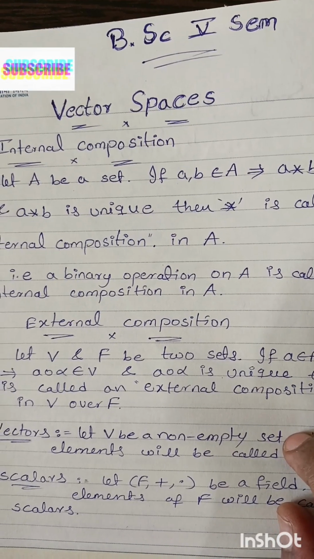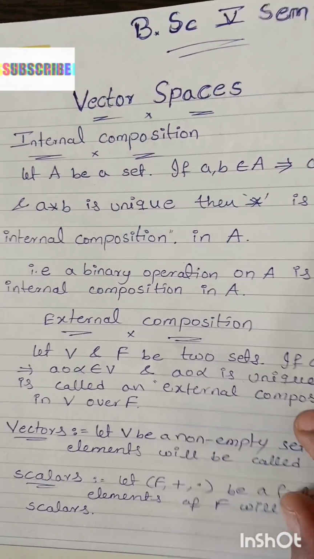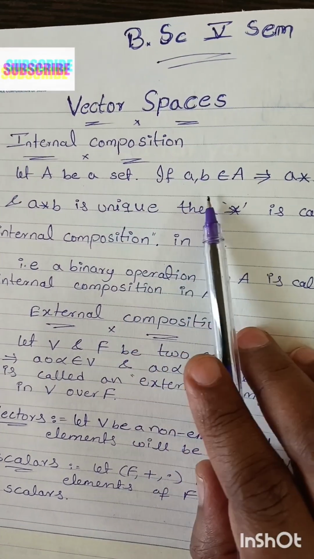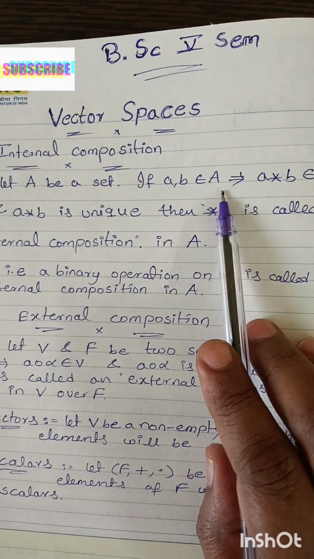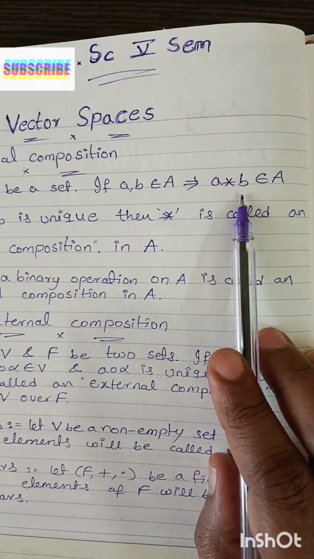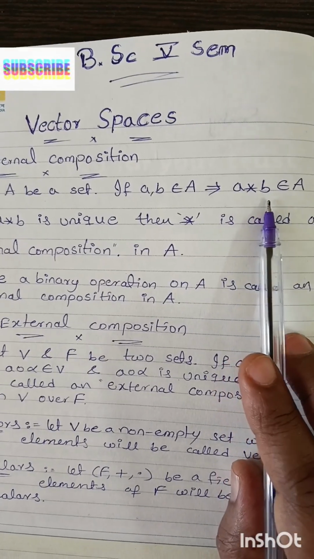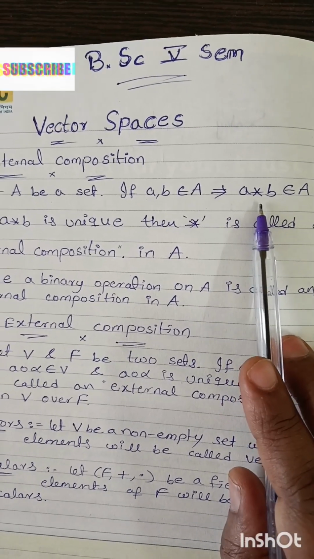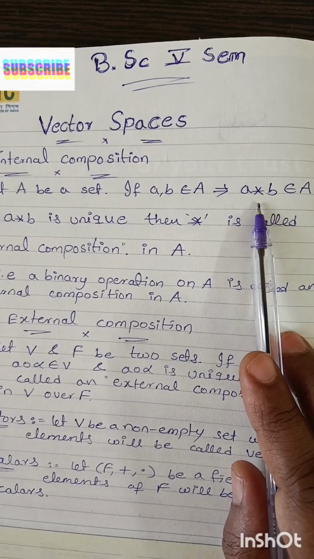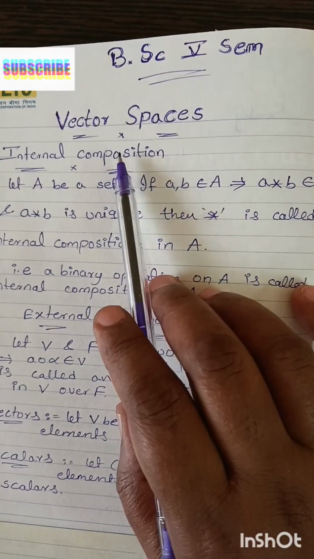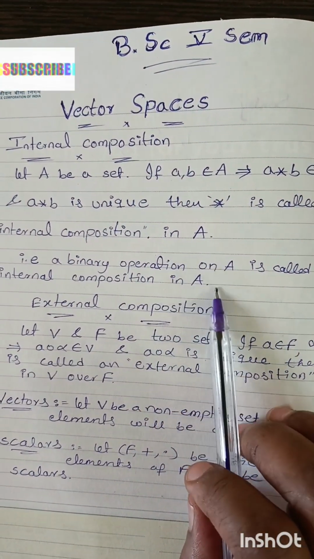B.Sc 5th semester, first chapter: vector spaces, internal composition. Let A be a set, and if a, b are two elements belonging to A, then their operation a star b also belongs to the same set. Here a star b is unique, then star is called internal composition. That is, a binary operation on A is called internal composition in A.